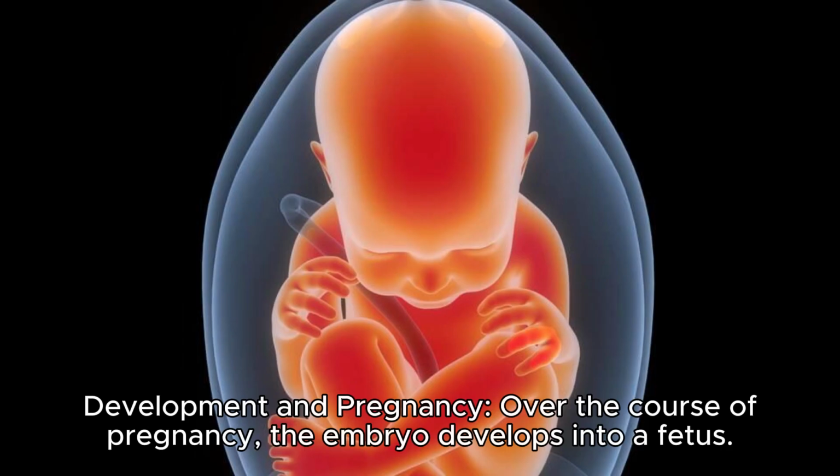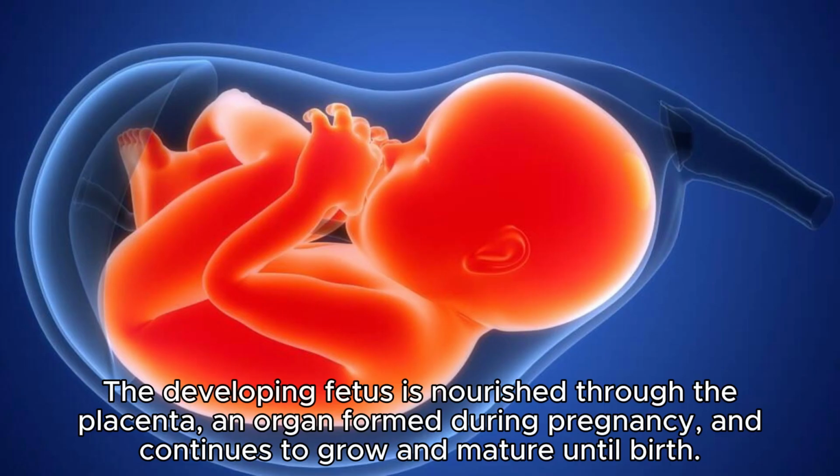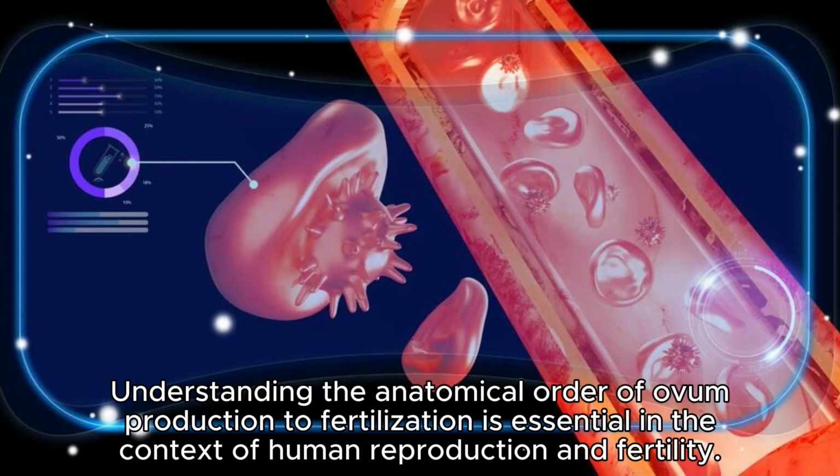Development and pregnancy. Over the course of pregnancy, the embryo develops into a fetus. The developing fetus is nourished through the placenta, an organ formed during pregnancy, and continues to grow and mature until birth. Understanding the anatomical order of ovum production to fertilization is essential in the context of human reproduction and fertility.